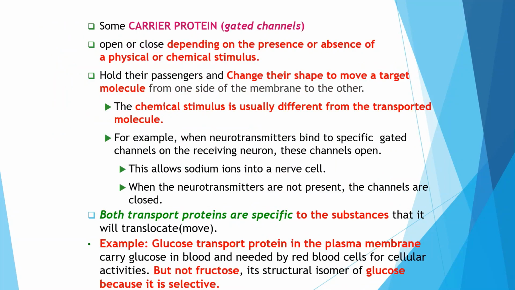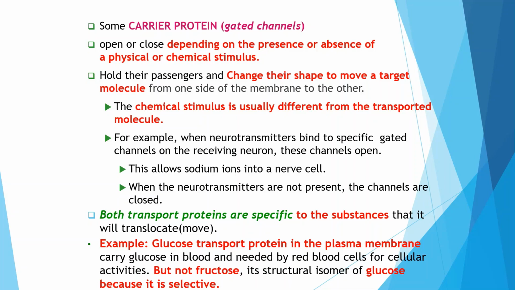Next are carrier proteins or gated channels. Carrier proteins open or close based on the presence or absence of a physical or chemical stimulus. The physical or chemical stimulus is different from the transported molecule. Carrier proteins change their shape to move the target molecule from one side of the membrane to the other. Carrier protein is different from channel protein because the carrier protein changes its shape, unlike the channel protein.